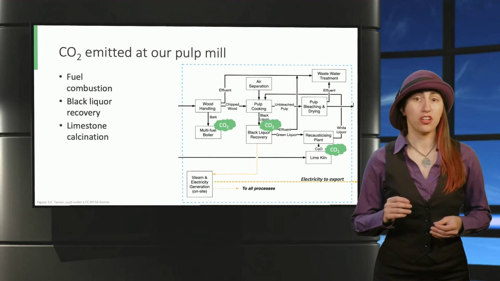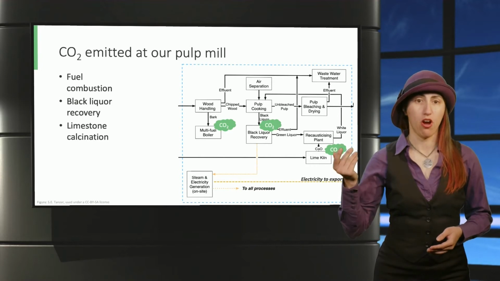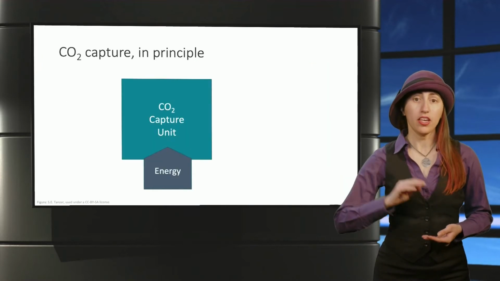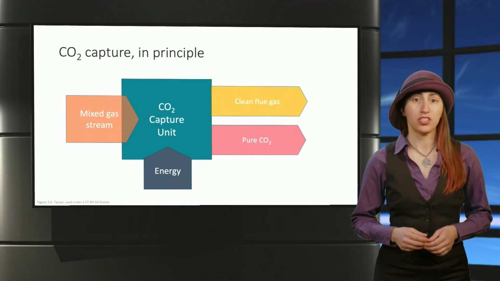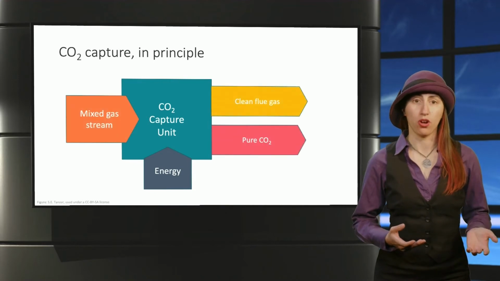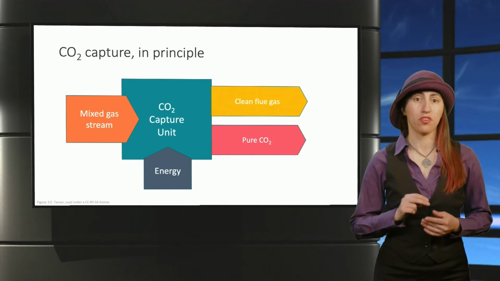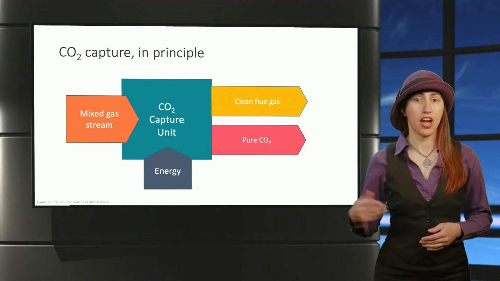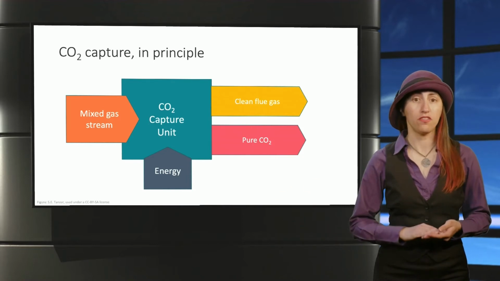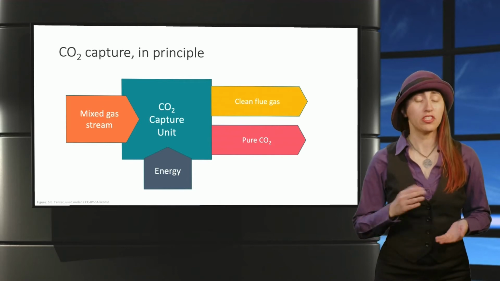But just because a process produces carbon dioxide does not mean it has to emit carbon dioxide. In principle, carbon capture is the process of separating carbon dioxide from a mixed gas stream, such as from the flue gases from a multi-fuel boiler or lime kiln. Today, we will introduce two types of carbon capture: post-combustion capture, which functions similarly to the diagram shown here, and oxy-fuel combustion capture, which uses a different order of operations to achieve a similar effect.